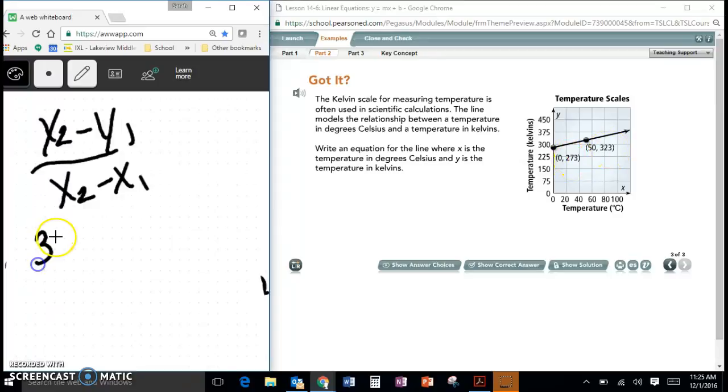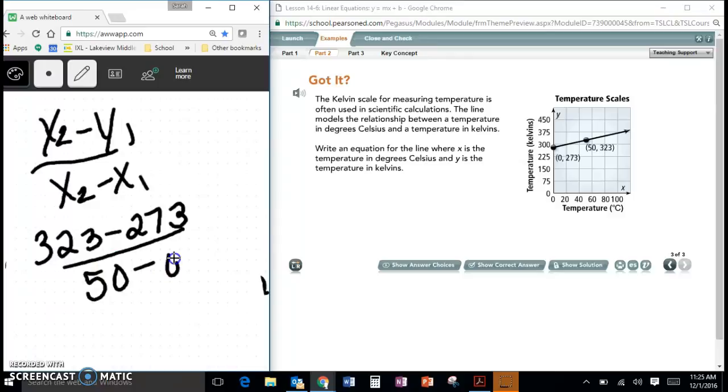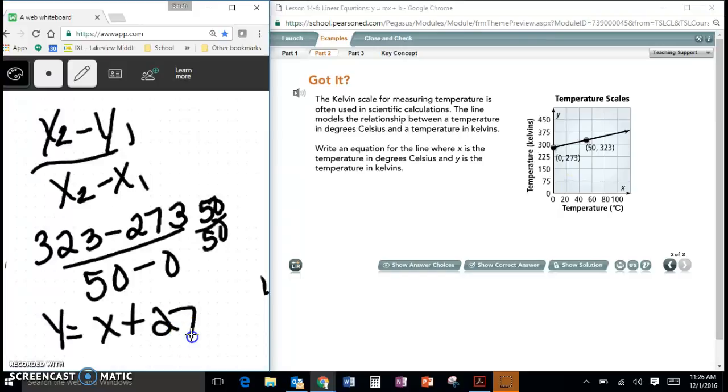So here we go. 323 minus 273 all over 50 minus 0. So when I subtract the top, I get 50. Bottom is 50. 50 over 50 is 1. So I'm ready to now write my equation. y equals, now a 1 next to an x, we don't need it. So x, now this guy's positive and it's at 273, plus 273. So y equals x plus 273 is our answer. Let's head to part 3.